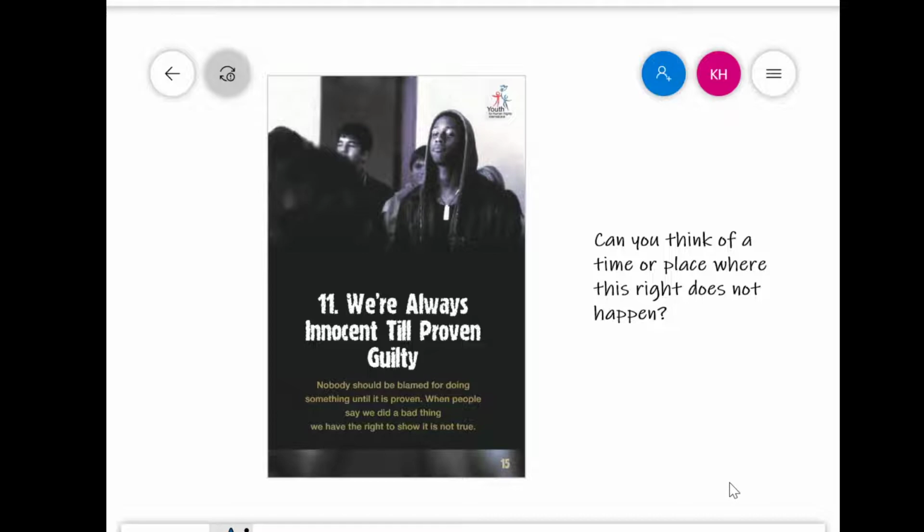Okay, number 11. We are always innocent until proven guilty. Nobody should be blamed for doing something until it is proven. When people say we did a bad thing, we have the right to show them it's not true. So when you're considered innocent until proven guilty, it is up to the people who are charging you with the crime to have adequate evidence to prove your guilt. Okay, like fingerprints on a bloody knife. Okay, they have to prove with evidence that you are guilty. Otherwise, you are considered innocent. Now, can you think of a time or a place where this does not happen? Pause video.